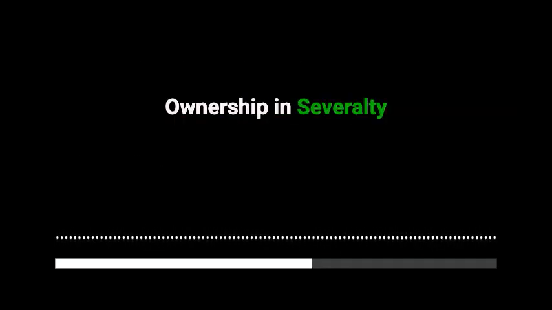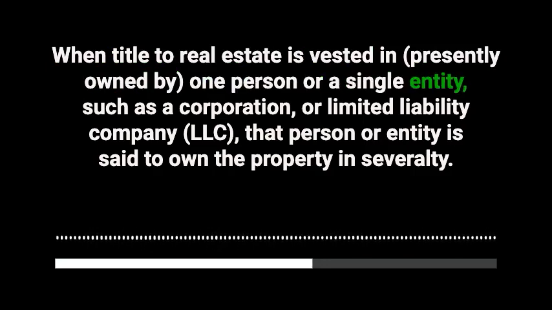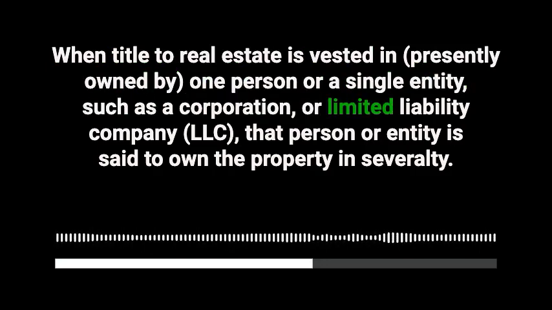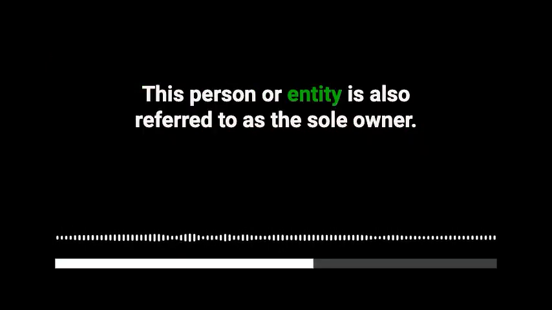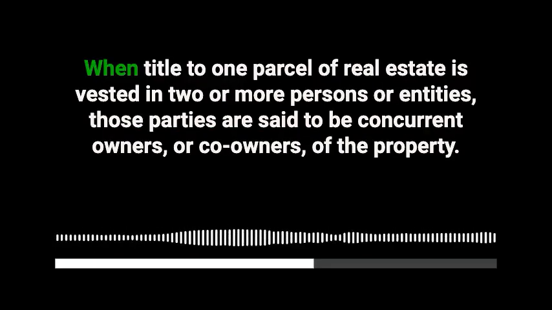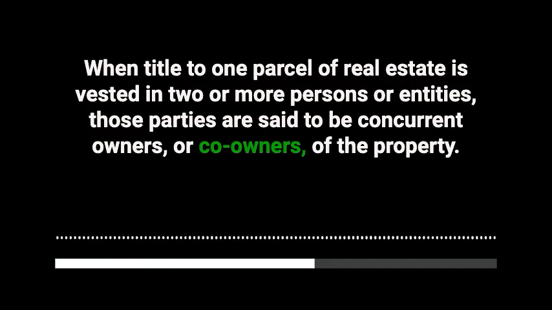Ownership in severalty. When title to real estate is vested in one person or a single entity, such as a corporation or limited liability company, that person or entity is said to own the property in severalty. This person or entity is also referred to as the sole owner. Concurrent ownership. When title to one parcel of real estate is vested in two or more persons or entities, those parties are said to be concurrent owners or co-owners of the property.